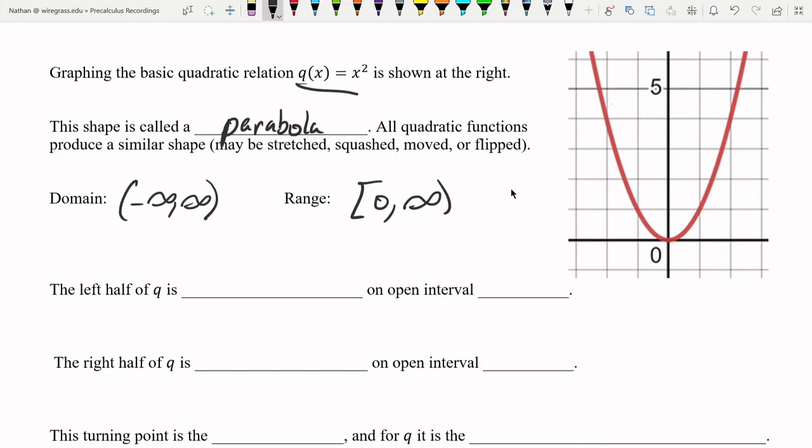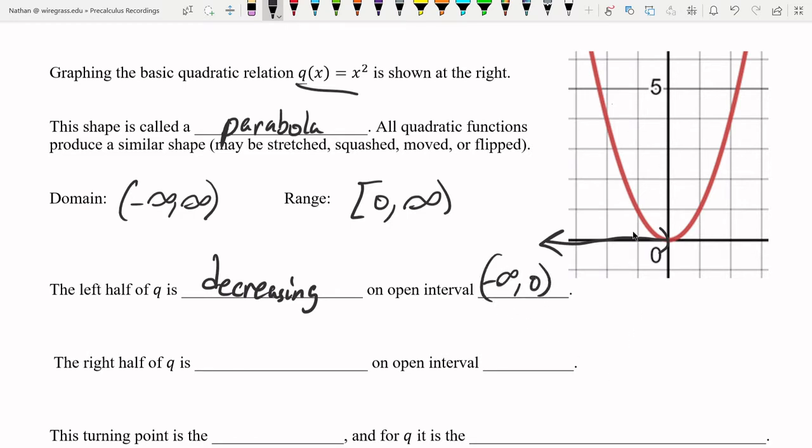Now, on this graph, you can see that the left half of this graph, as we go left to right, we're always going left to right here, this function goes downward, and then it bottoms out right here at this point (0, 0). This left half is decreasing, and it's decreasing on the open interval of the domain. That's going to be the interval negative infinity to 0.